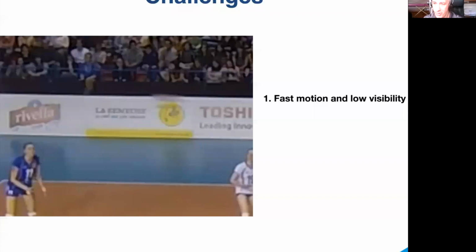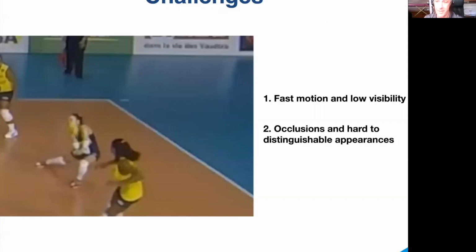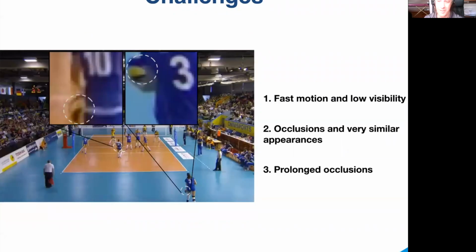This is because ball tracking is a surprisingly difficult task for several reasons. First, the ball moves fast and motion blur makes it hard to see. It's actually here. Second, its appearance may be very similar to that of other objects or people, making it even harder to see. Third, it can be occluded during extended periods of time.